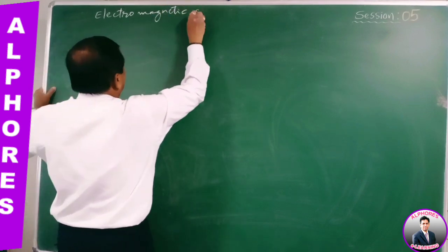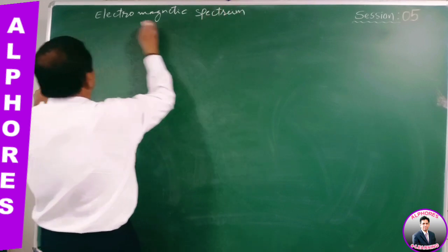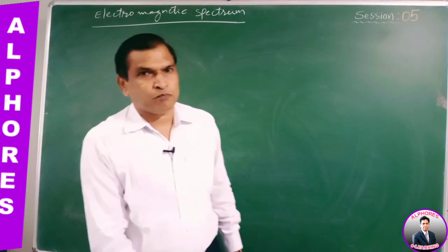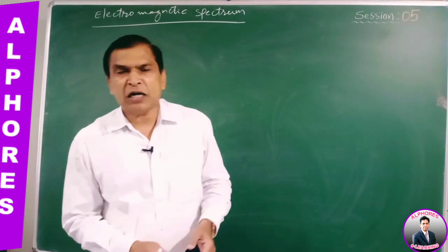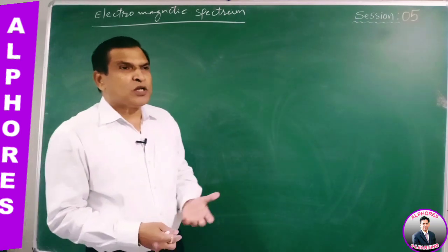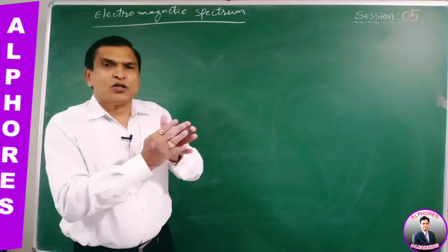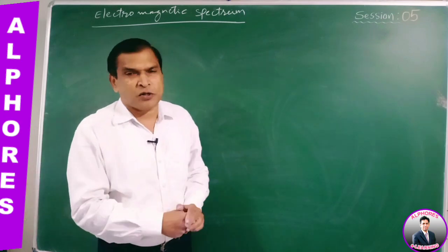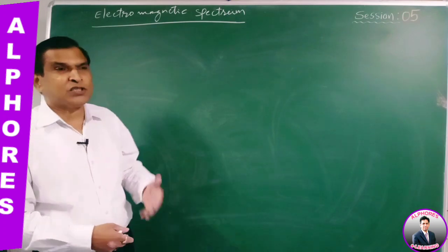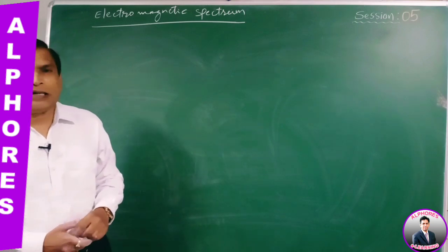Electromagnetic spectrum. What is meant by spectra? Spectra means a group of light, means a group of wavelengths, or we can say a group of frequencies. In the spectrum, each light has its own characteristic wavelength and frequency. So therefore we can say the group of wavelengths is considered as a spectrum. Okay, so we have the electromagnetic spectrum. That means the radiation we now consider as electromagnetic light, so it is nothing but the electromagnetic spectrum.